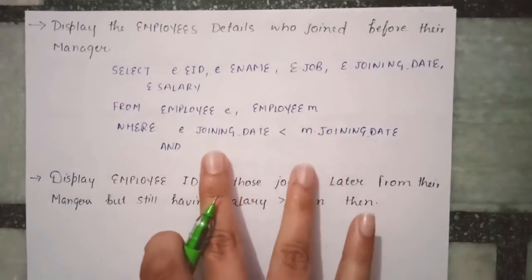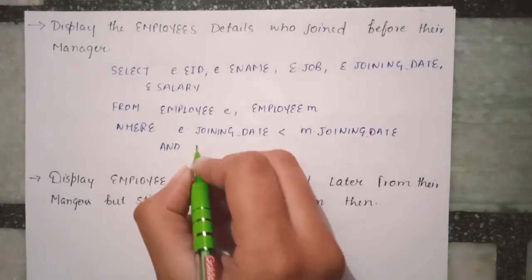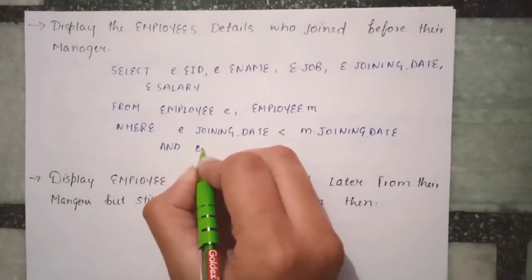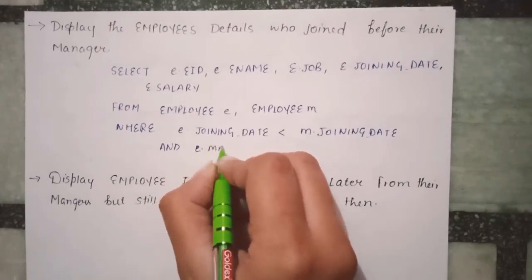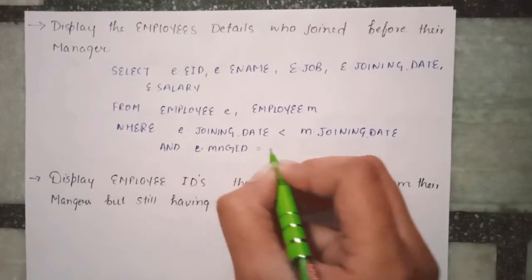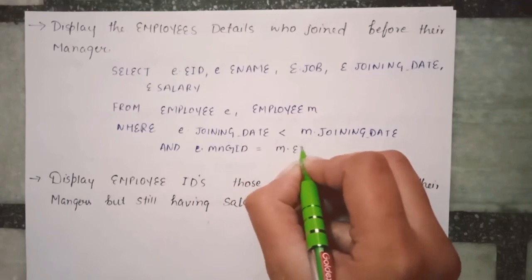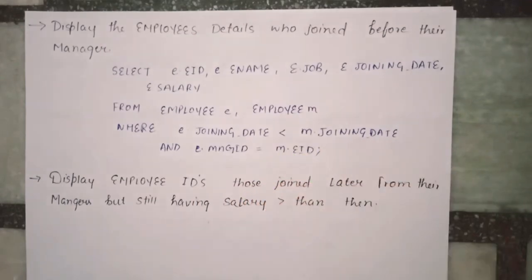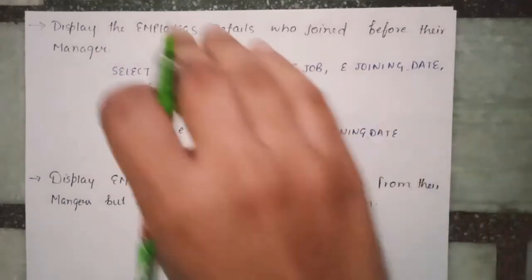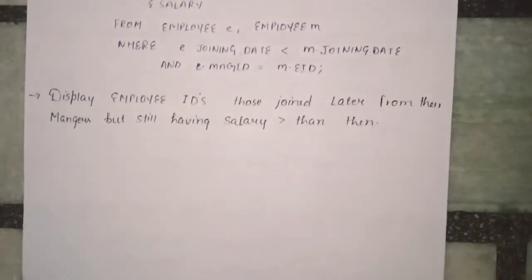So what will be the condition? The condition will be where e dot manager id is equal to m dot employee id. Okay, so this is a simple query that will fetch out those employees who have joined before their managers. Okay, now let's see our next query.